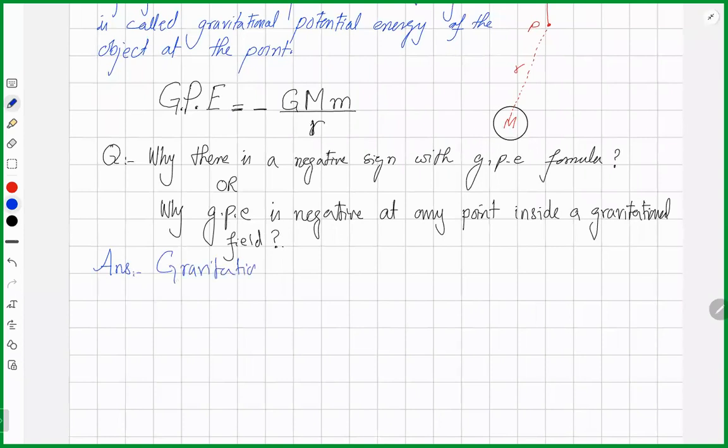Gravitational potential energy is zero at infinity.